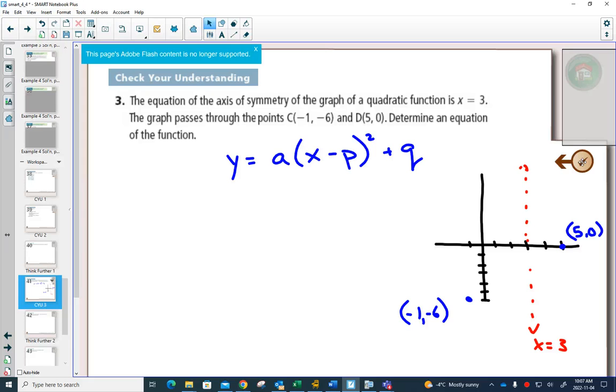Does that tell us anything? It actually tells us a couple of things. First of all, do you remember that p and q make your vertex? Right? And your vertex, can you tell that your vertex has to be, this is so much good math. The diagram shows us so much. I know that my vertex has to be somewhere up here.